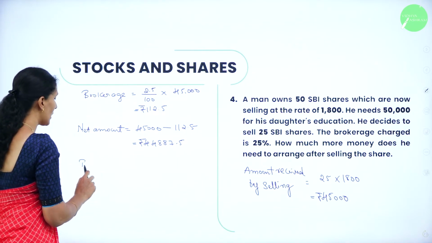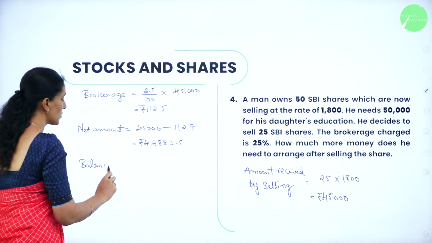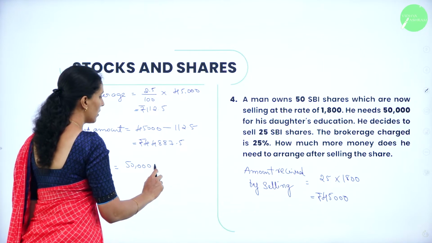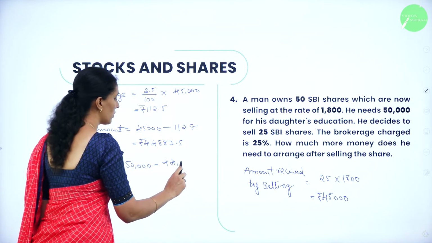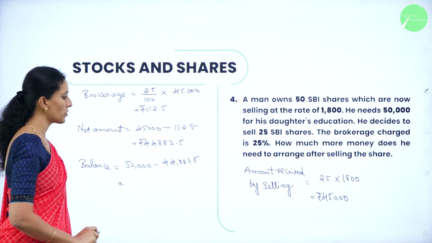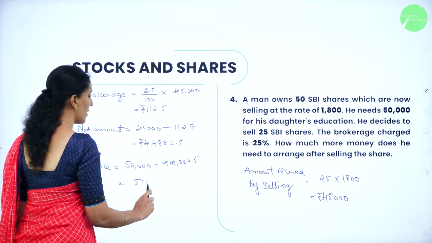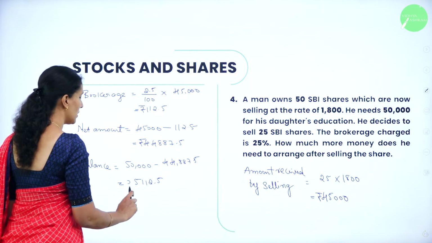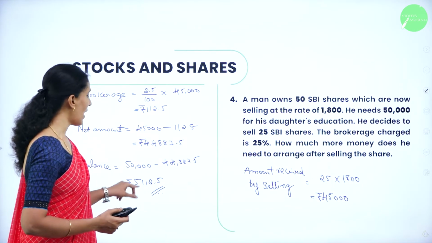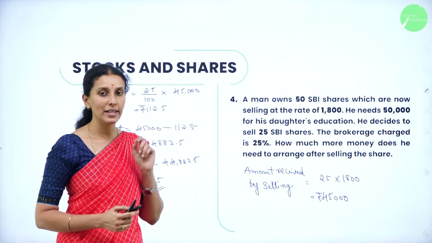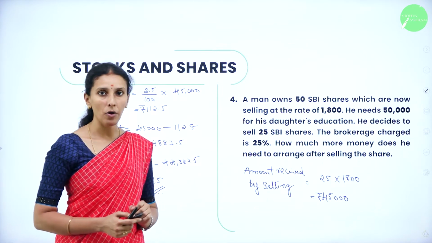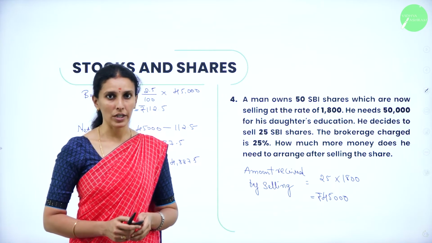Now, we need to calculate the balance amount he has to arrange. So, that is actually he needs 50,000. So, 44,887.5 when you subtract, the remaining amount will be 5,112.5 in terms of rupees. So, therefore, he has to arrange 5,112.50 rupees to provide an amount for his daughter's education.